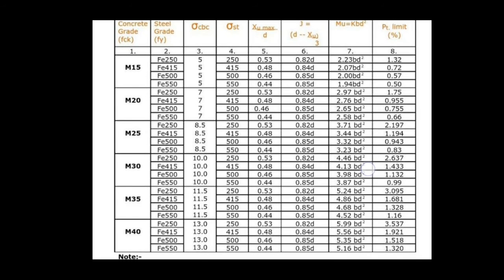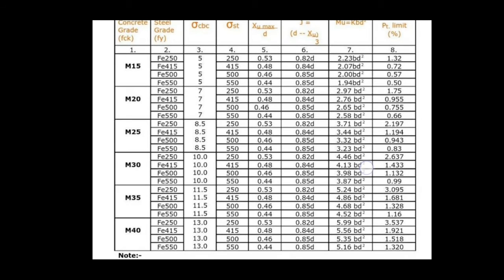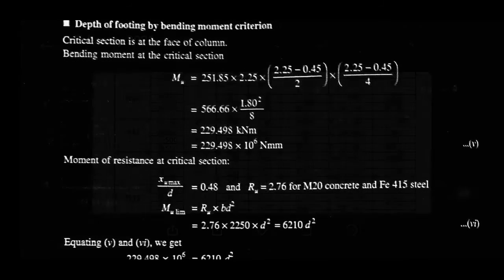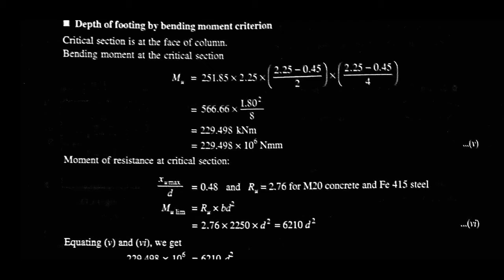So you have to, as per the question, remember a few values that will help you, and that is a shortcut to solve the problem. Otherwise you can use the equation directly from the annex G. So you can use that procedure also. So as you see, the value of Ru is 2.76 for M20 grade of concrete and Fe415 steel.